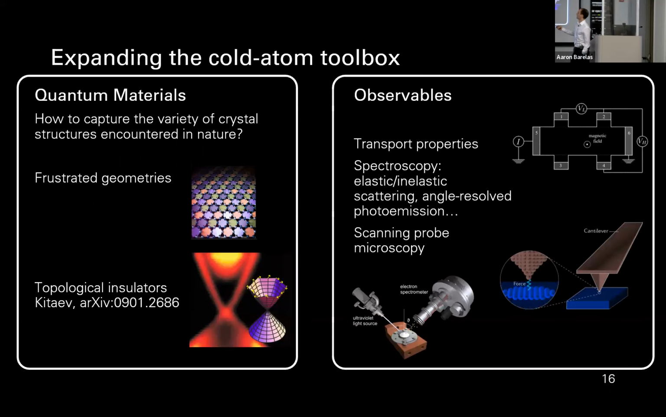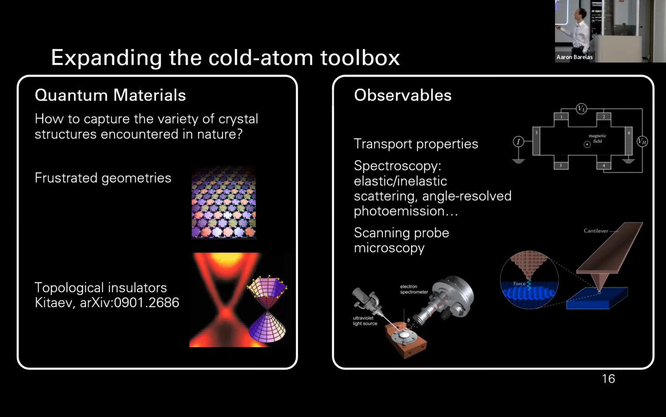But also you can work on the observable front and essentially implement all the techniques that have been used over the last 50 years, even more in condensed matter experiments, either transport properties, spectroscopic probes, or scanning probe microscopy. So these are fronts that are really, really active fields of research right now in the cold atom community.